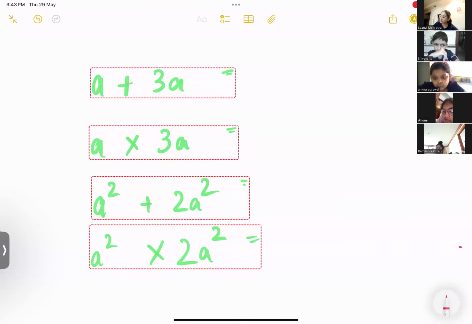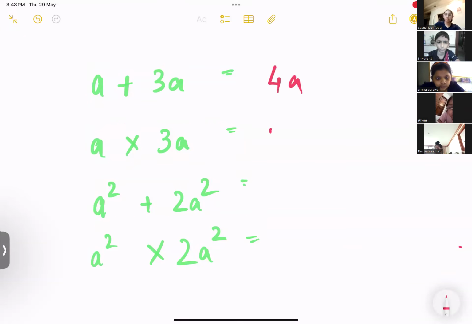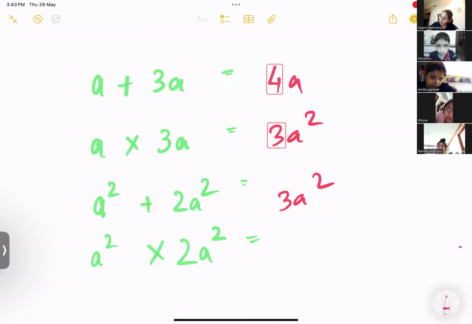Okay, I'm giving the answers: 4a, 3a square, 3a square, and then 2a to the power of 4. Tally your answers and rejoin. What is it, Shivansh? Fantastic.